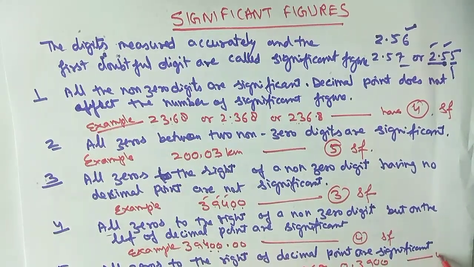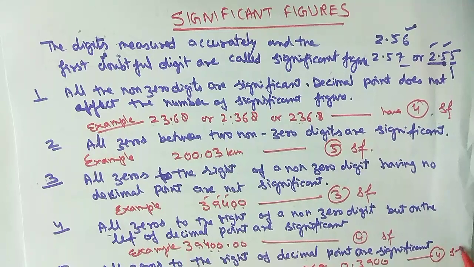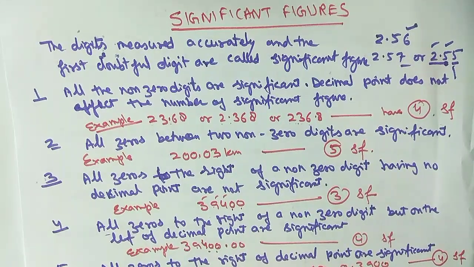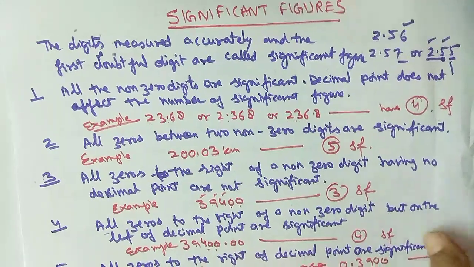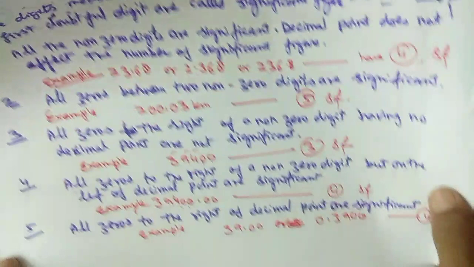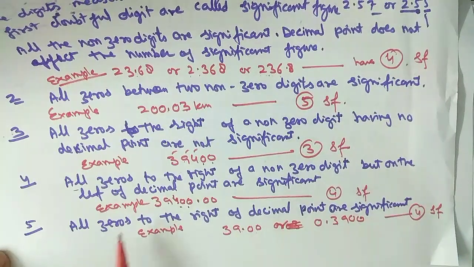So all have 4 significant figures in both cases. All zeros to the right of the decimal point are significant. Any digit, zero or something else, every zero will be considered significant if it is after the decimal. So all zeros to the right of the decimal point are significant.